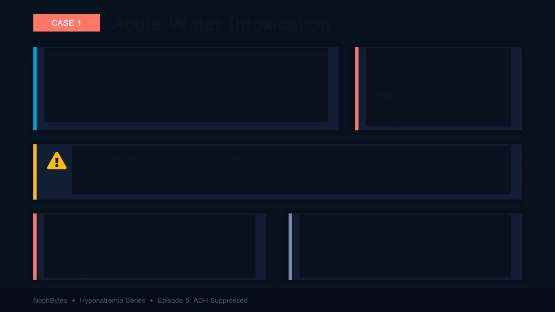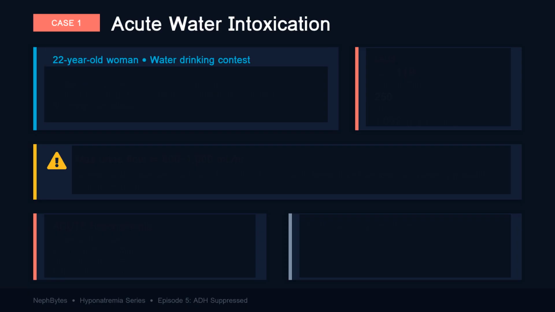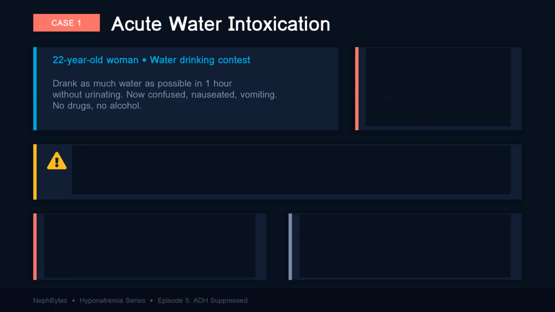Case 1. Acute water intoxication. A 22-year-old woman is brought to the emergency department from a college event. She participated in a water drinking contest. Contestants were told to drink as much water as they could in 1 hour without urinating. She's now confused, nauseated, and vomiting. No drugs, no alcohol. Sodium is 119.